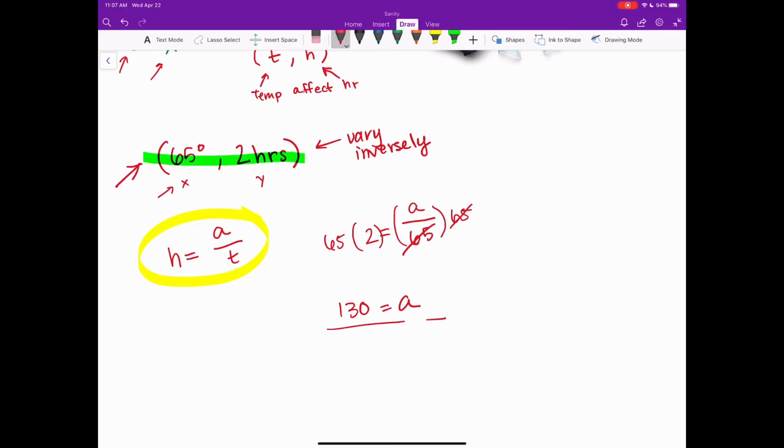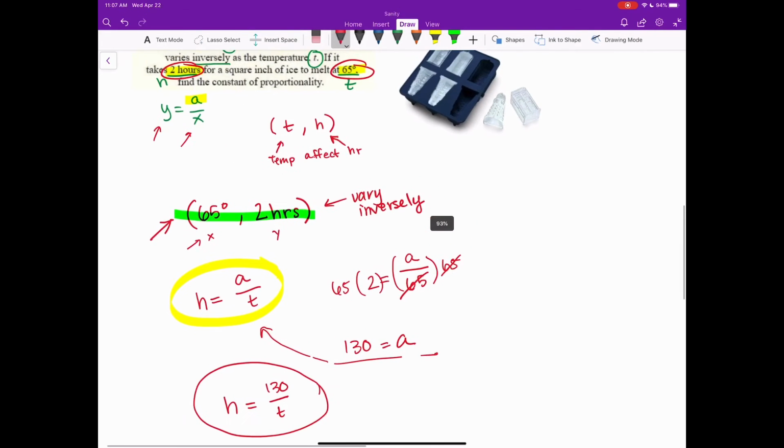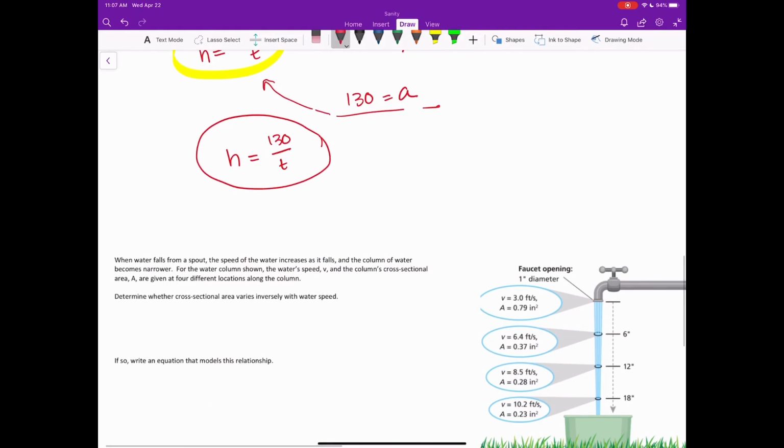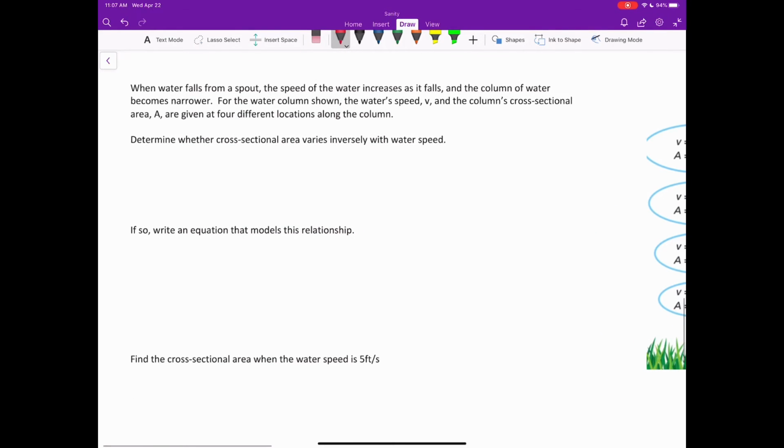So now I have that A value. I can write that into my function. It's not H equals A over T, we just solved for A. H equals 130 over T, and that would be my equation to represent this inverse situation with our ice blocks melting. Okay, let's move on to the last one that I have. Take a second, pause, and read through this real quick.